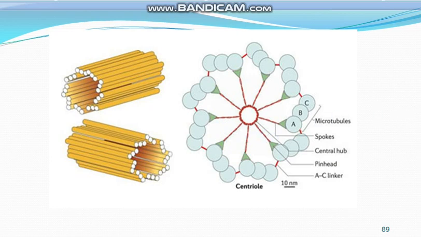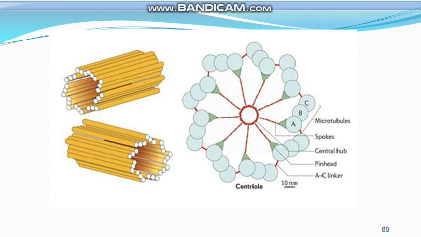So the spokes are also connected to the C and A linkers by 2 types of thickenings, and they are known as X and Y thickening. So these are the thickenings, X and Y. By the help of X and Y thickenings, these spokes are connected to the triplets C and A. So this is the organization of each centriole.